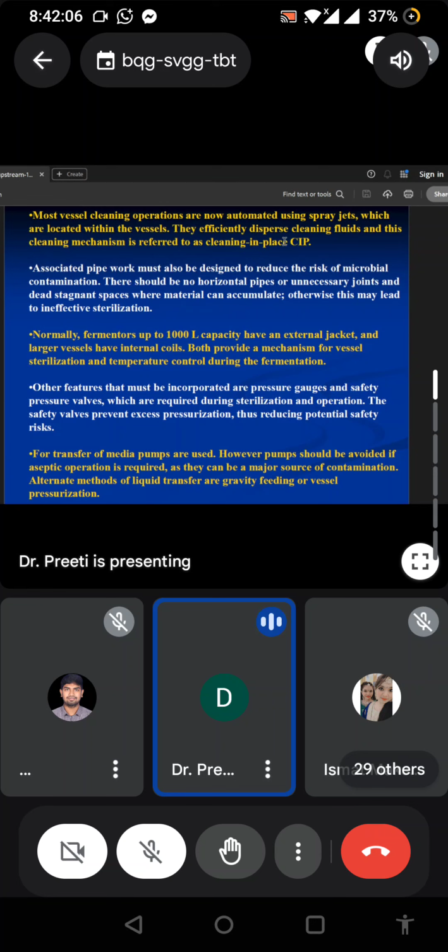So together with this must have facility for cleaning in place. They have automated spray jets within the vessel, so they disperse cleaning fluids within the vessel and cleaning is done. So this is called cleaning in place. Associated pipe work should be done in such a manner that there is no risk of microbial contamination, unnecessary joints, stagnant spaces যেখানে bacteria or material কিছু trap হয়ে থাকবে, they should not be done. Otherwise sterilization effective হবে না কেন?